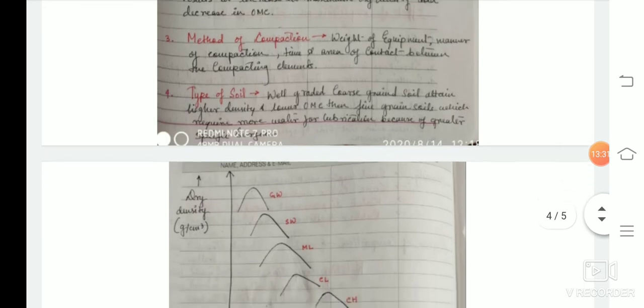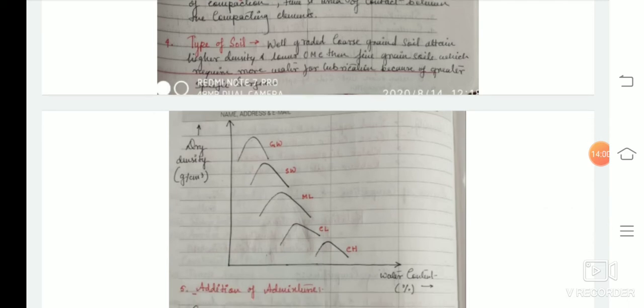So this is the method of compaction. Next is the type of soil. So how does the type of soil affect the compaction? Normally the maximum dry density achieved corresponding to a particular given compactive energy largely depends upon the type of soil. If there is a well-graded coarse-grained soil, it attains a much higher density and lower optimum moisture content than the fine-grained soil. Fine-grained soil mainly requires more amount of water for lubrication because it has greater specific surface.